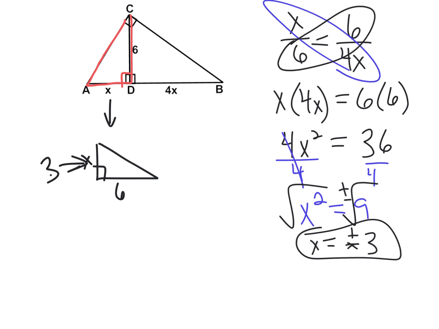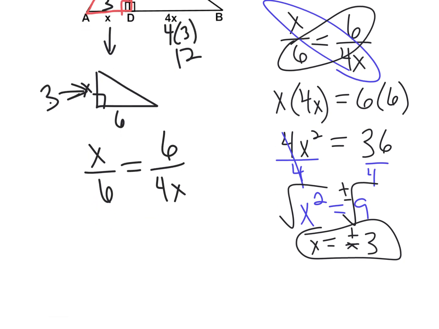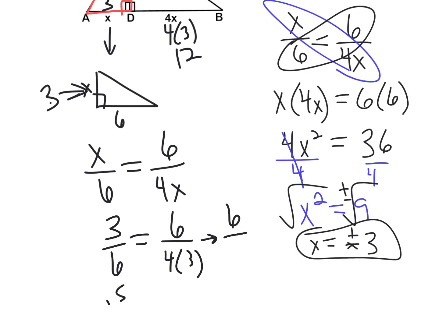We could check this out back in the original picture and see if 3 looks right. 4 times 3 would be 12. If you put it back in the original proportion that we had, if x is 3, 3/6 is the same as a half or 0.5. And this would be 6 over 12, which is also 1/2 or 0.5. So that looks to be the correct answer for that problem.